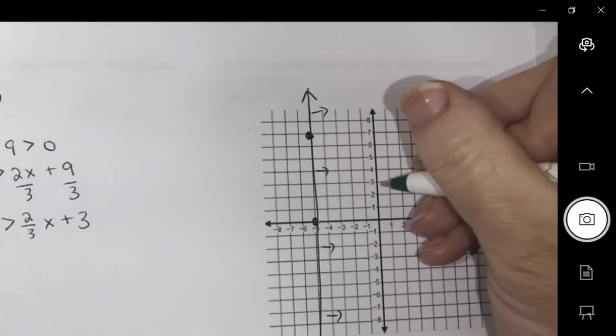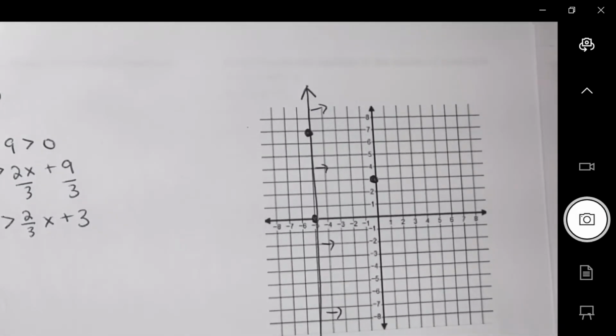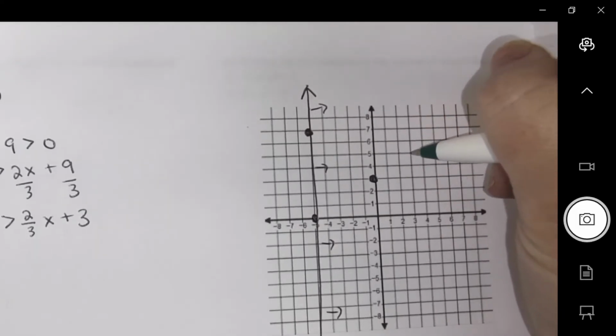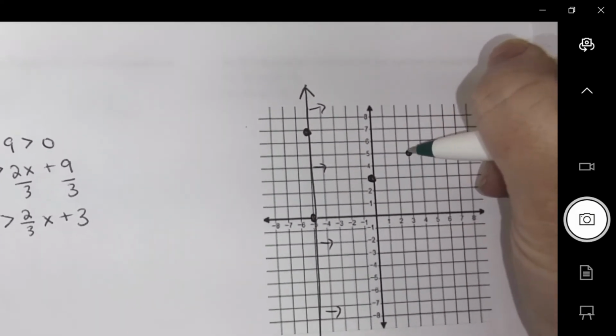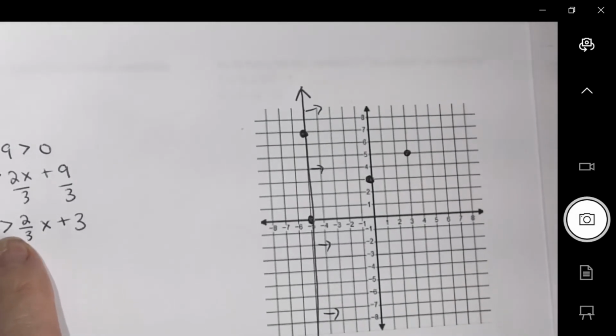Okay, so I'm going to put a coordinate on the y-axis at 3. I'm going to do a slope of up 2, right 3. And I'm going to draw what kind of line? So we have either a dashed or a solid. Dashed, yep.